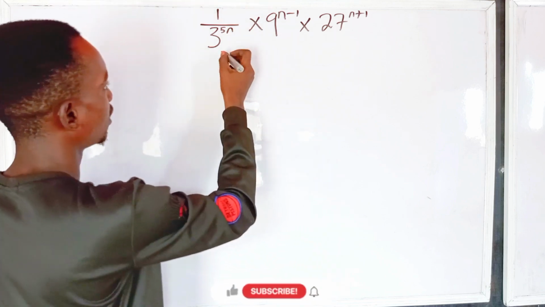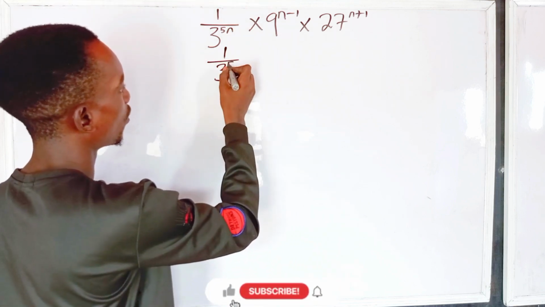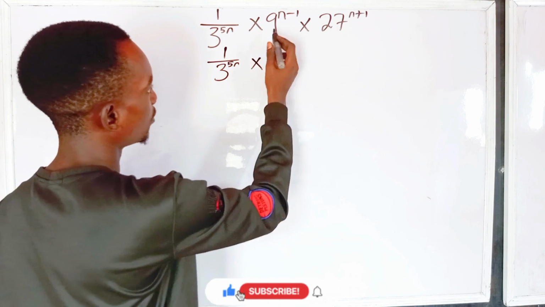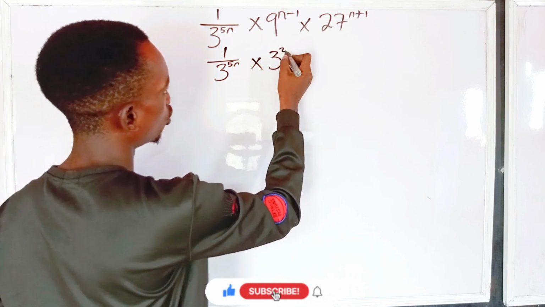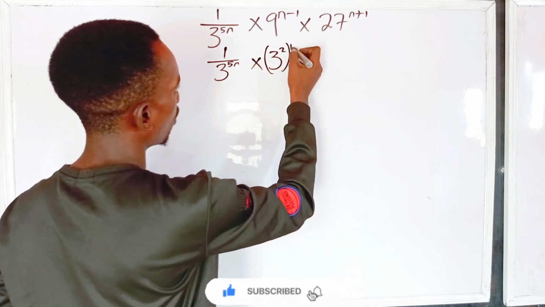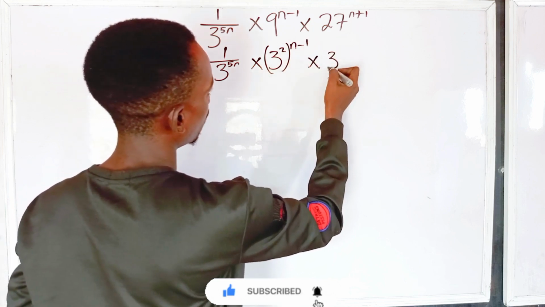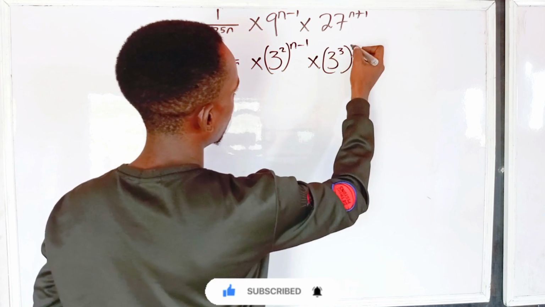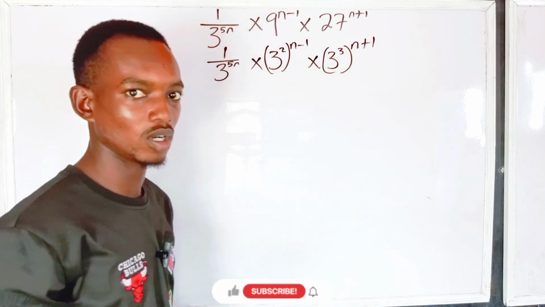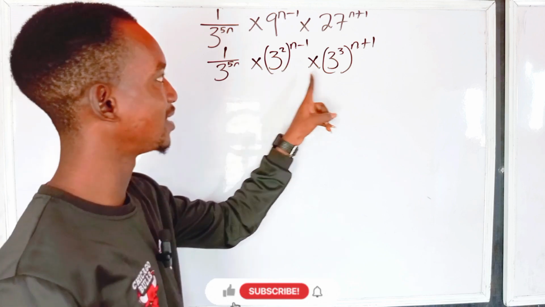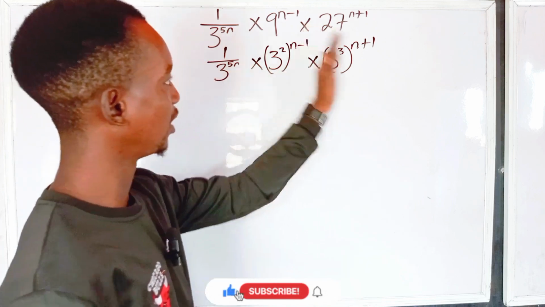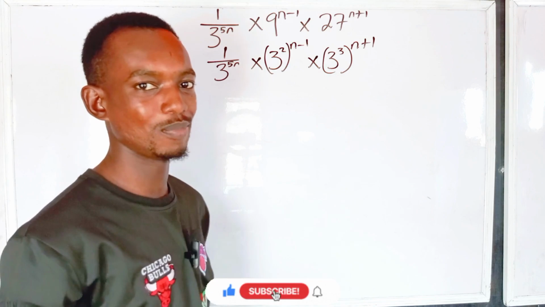Okay, so we can write this as 1 over 3 to the power of 5n times 3 to the power of 2, right? All to the power of n minus 1 times 3 to the power of 3, all to the power of n plus 1. Law of indices. Now we have the same base. We can now apply the law of indices all through to simplify this.